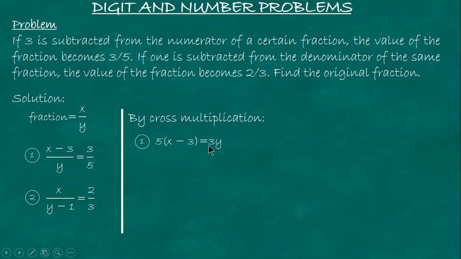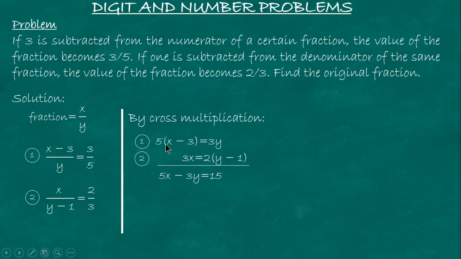Dali na lang, no? Wala na denominator. Sa 2, 3 times x, niya, kaya yun. 3x equals 2 times y minus 1. And then simplify. I-distribute niyo mo ng mga factors na kaya na ni 5x minus 15 equals 3y.